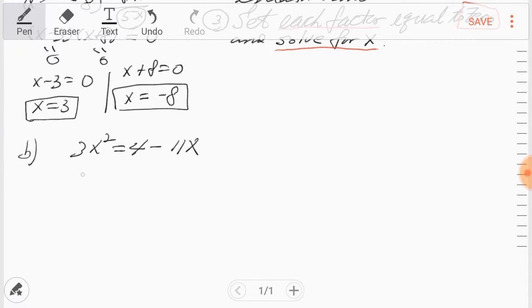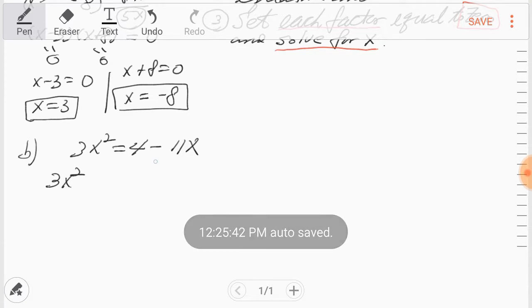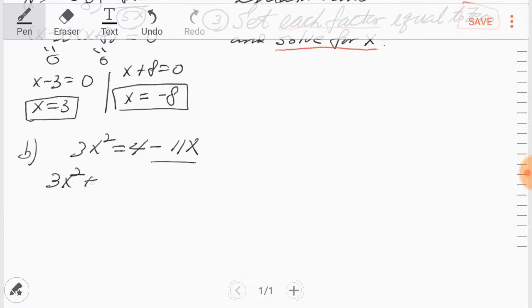Okay, so I'm going to move all the terms from the right to the left. Then negative 11x will be plus 11x. Plus 4 becomes minus 4. You know, when you move a term to the other side, change the sign. Now factor the left-hand side of the equation. Now the right side is 0, so factor the left.